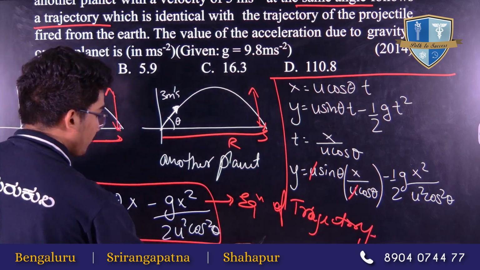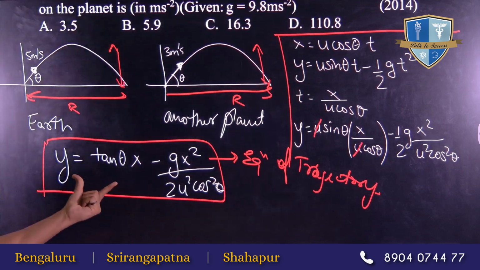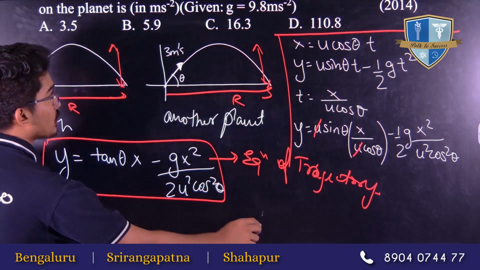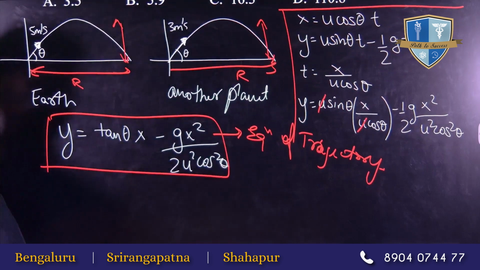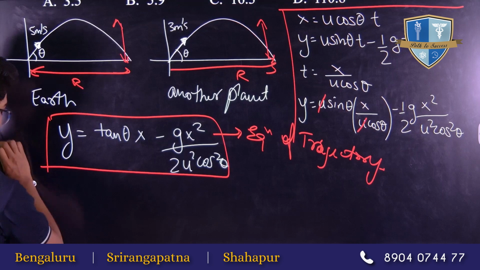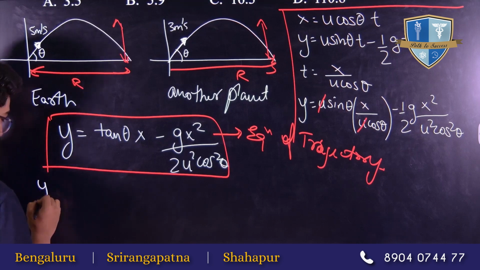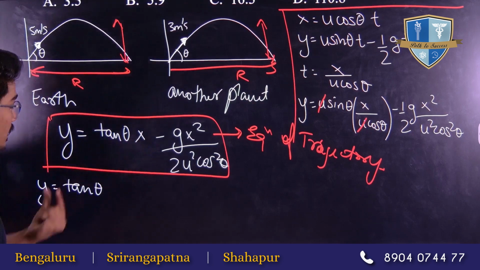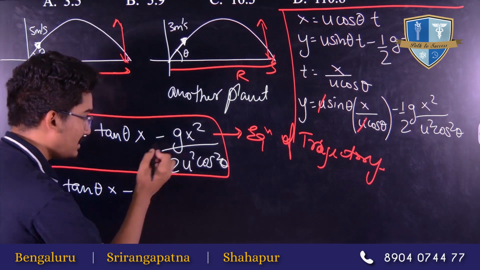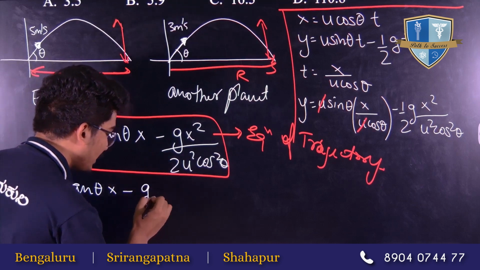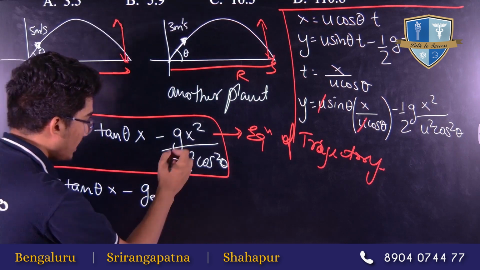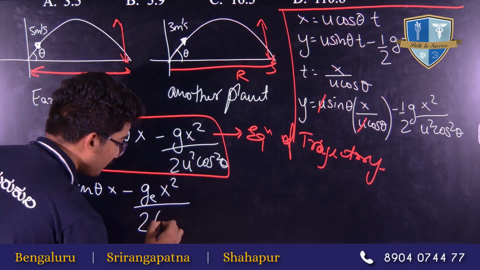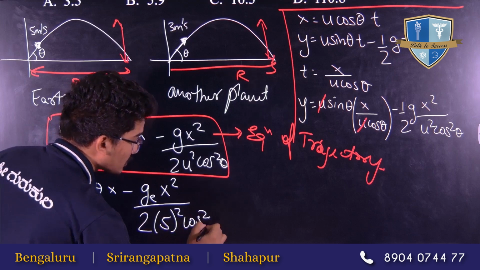Correct? Now if these two parabolas are exactly the same, then at both planets the equation of trajectory will be the same. So let's write the equation of trajectory on both planets. For Earth, y equals tan theta x minus g, the gravitational acceleration on Earth, let's take it as GE, into x square divided by 2. Velocity on Earth is 5, so 5 square cos square theta.